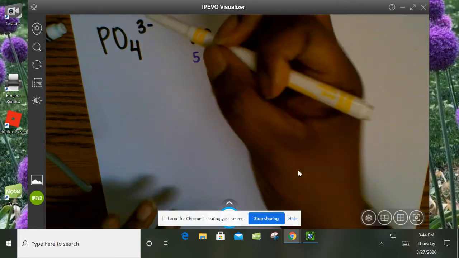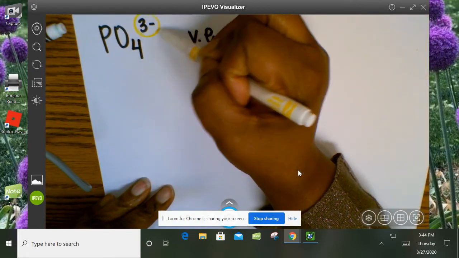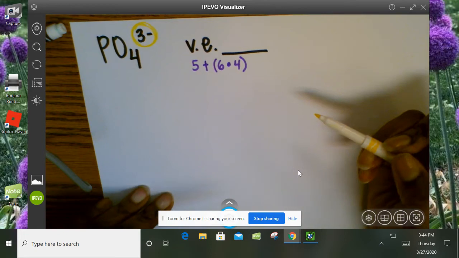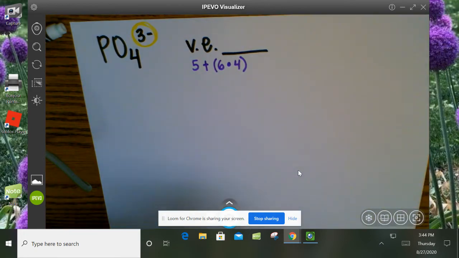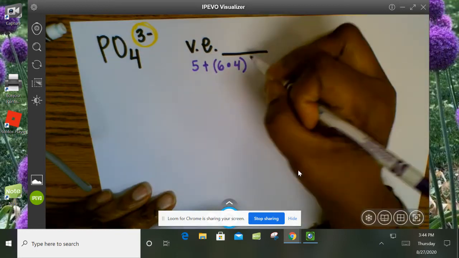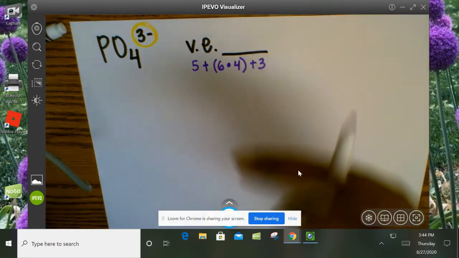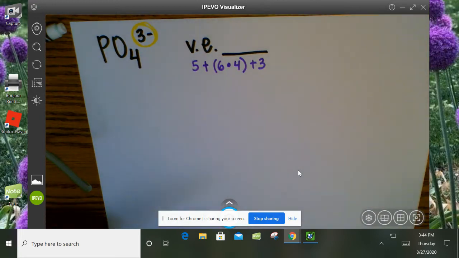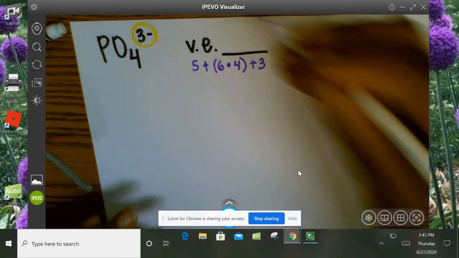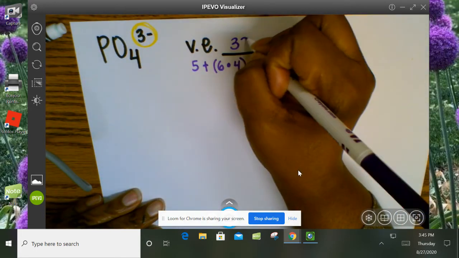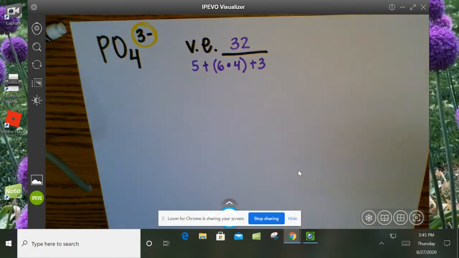If you remember from the rules, if the ion has a negative charge, you're going to add that many electrons. If it has a positive charge, then you will subtract. So we're going to add 3 to this. And when we do that, we get 32 total valence electrons.